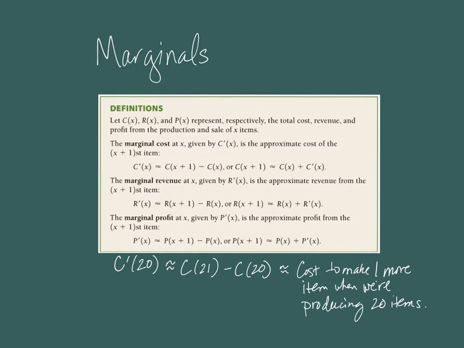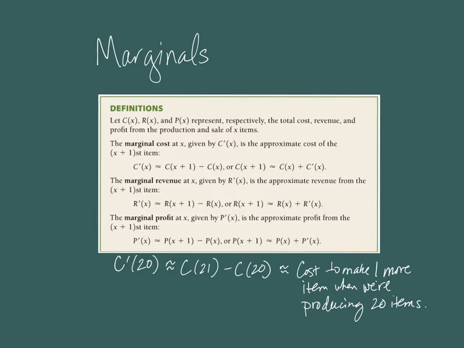Similarly for marginal revenue, our marginal revenue, R prime, would be the additional revenue of selling one more item when we're producing 20. P prime at 20 would be the additional approximate extra profit that we would make from producing and selling one more item at a production level of 20. So again, it's an approximation because we're using a little bit of that linearity idea of a function at a particular level, and that the derivative, which is an instantaneous rate of change, is approximately the average rate of change at that production level.